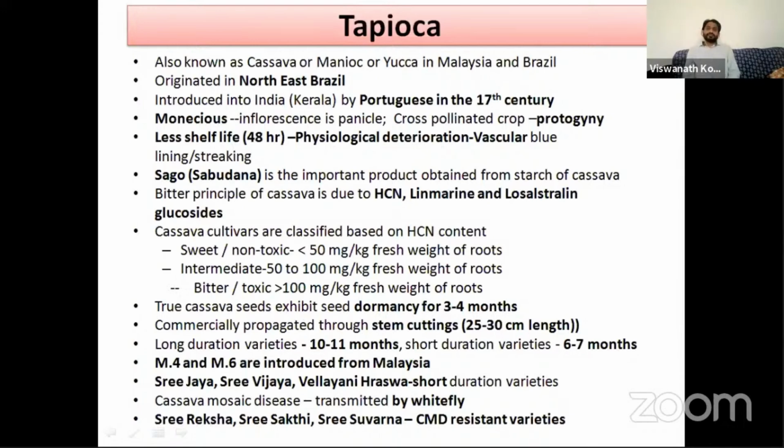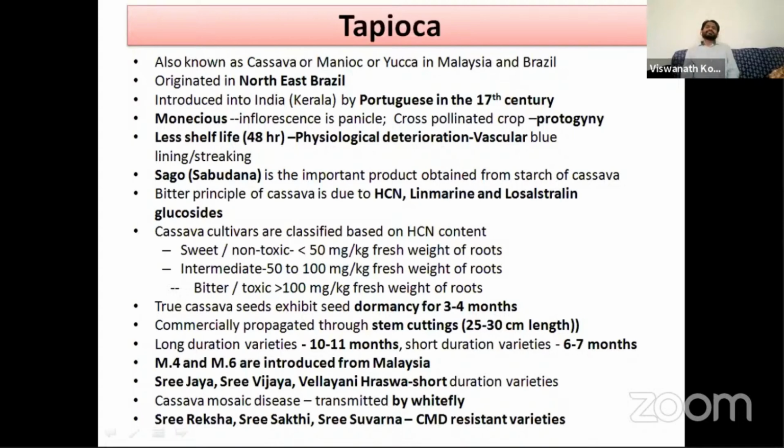That means the female flowers mature earlier than the male flowers. Stigma becomes receptive earlier than the anthers. So it is a cross-pollinated crop, and the cross-pollination is mediated by honeybees. So where is protogyny? In cruciferae, protogyny is there: cabbage, cauliflower, and in tapioca protogyny is there. And in umbelliferae, protandry: carrot, onion.